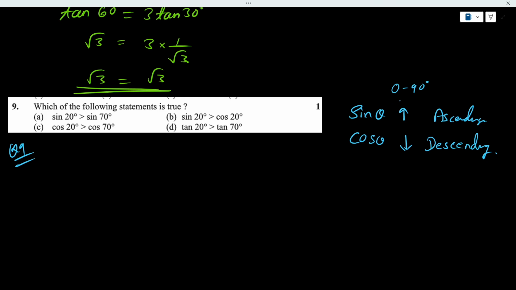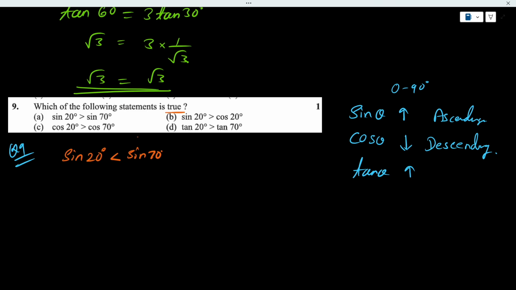Sine 0 is less than sine 30. Sine 30 is less than sine 45. But for cos, cos 0 is greater than the rest. So the smaller the angle, the greater the value for cos. Then tan theta works the same as sine and it will be increasing. Now look here, sine 20 is greater than sine 70, that is false because 20 degrees is smaller than 70. So the first statement is false. It is going to be sine 20 less than sine 70 degrees, right?